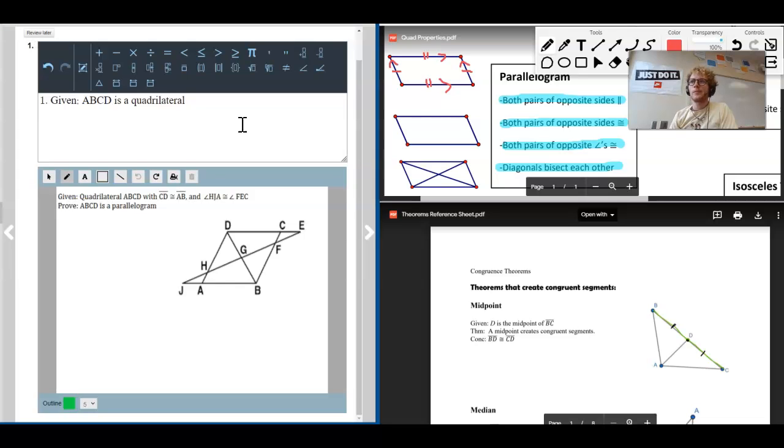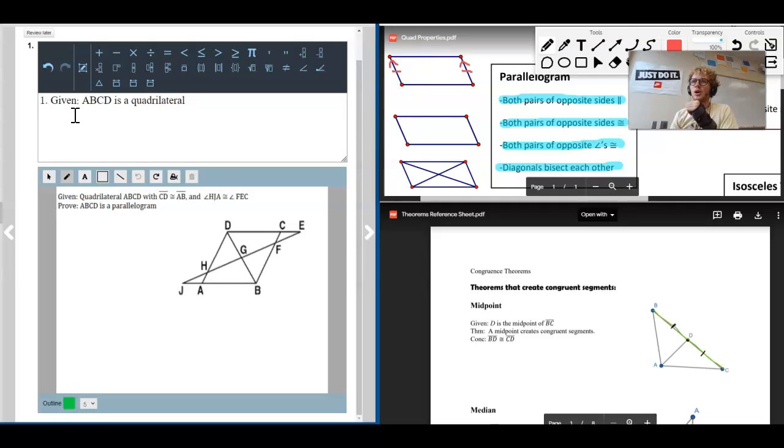Alrighty, so here we go. If you watched the last video, you saw that the way we are going to generally prove that a quadrilateral is a parallelogram is by saying that one pair of opposite sides is parallel and congruent. So we want to prove, for example, over here, that this side is congruent to this side, and it's also parallel.